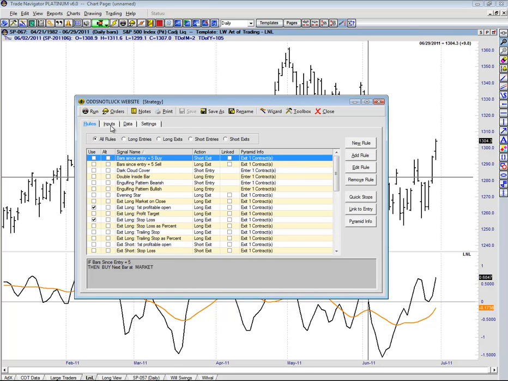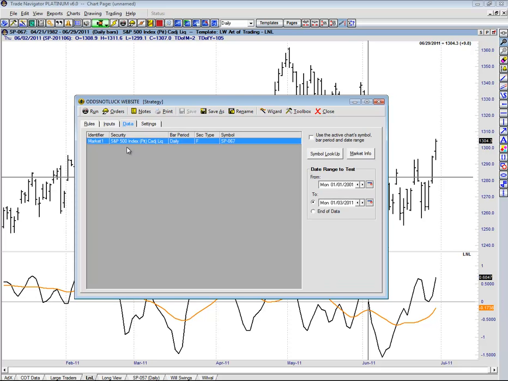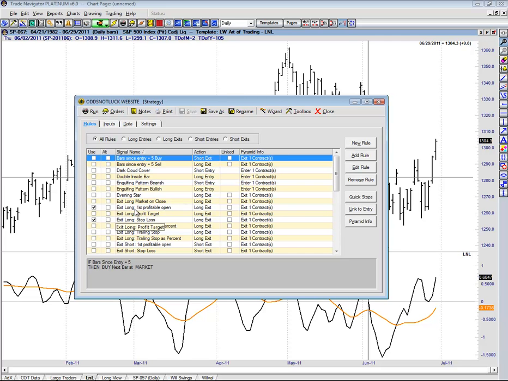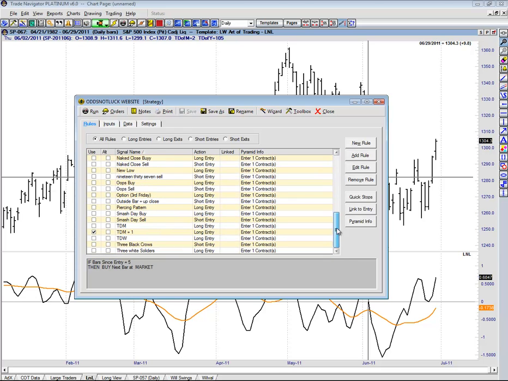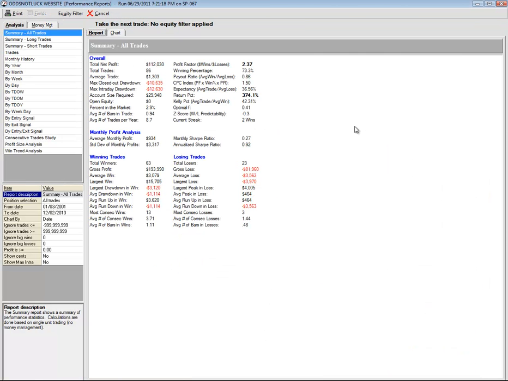I'll go over the criteria again. We're looking at a $3,500 stop loss. We're looking at the S&P 500s from January 1st, 2001 to January 3rd, 2011. $45 commission. Exiting first profitable open. $3,500 stop loss, like I said. We're looking at buying basically the first day of every month. This is the base trade that we looked at in the last video.